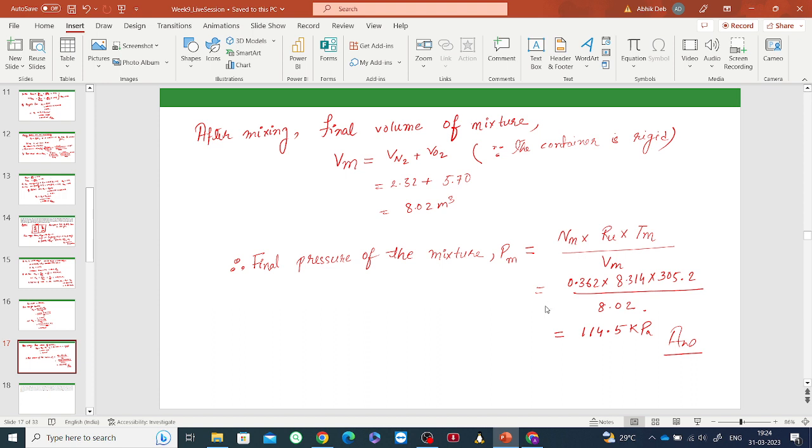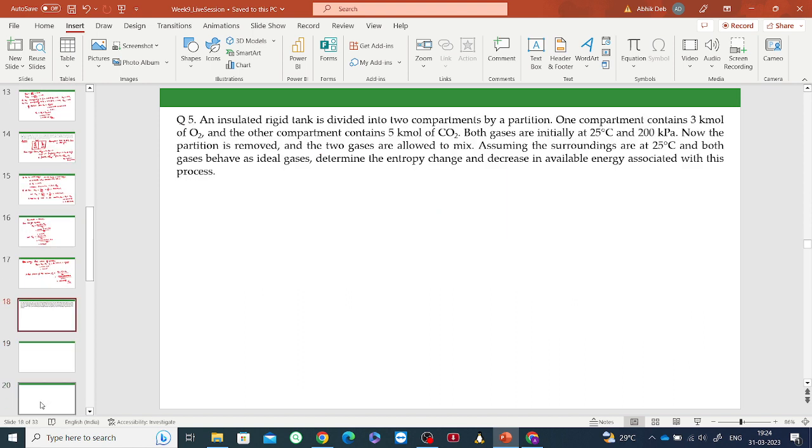Now we will move on to another problem, where we'll be using the mixture of gases and employing the concept of entropy. Okay, so let us start with this problem.